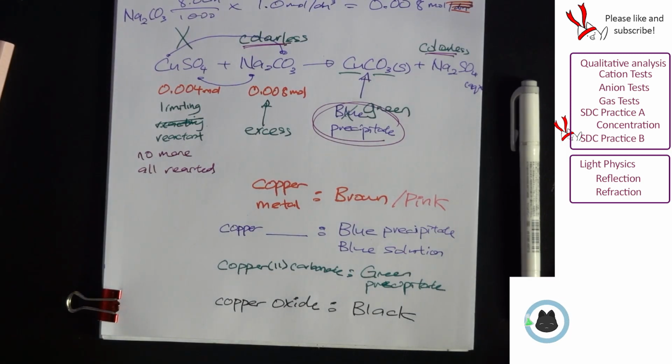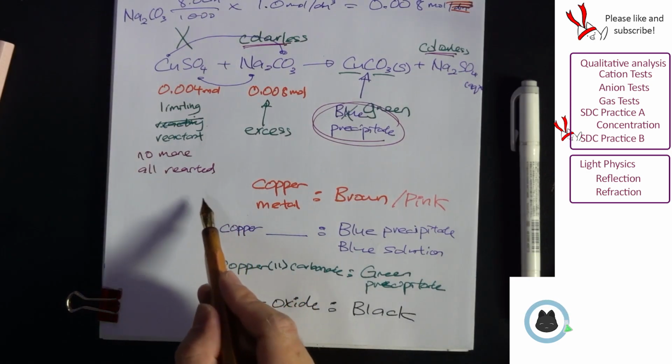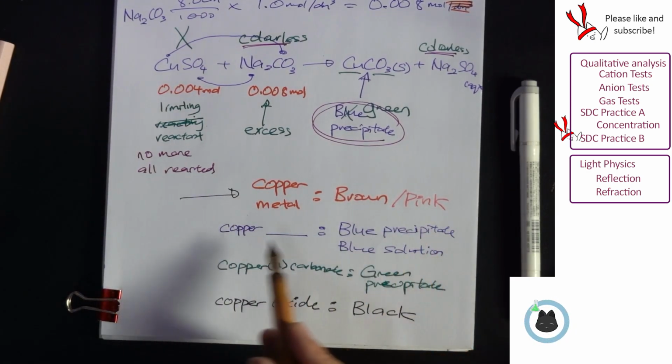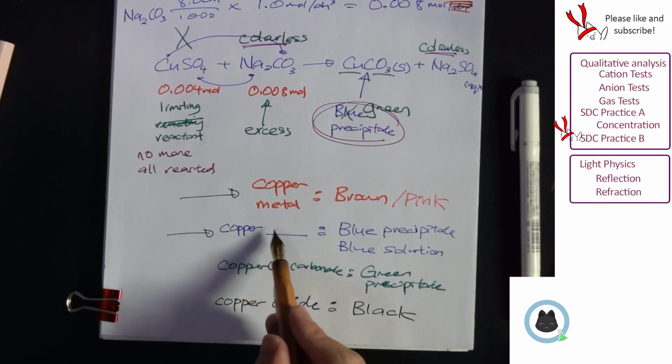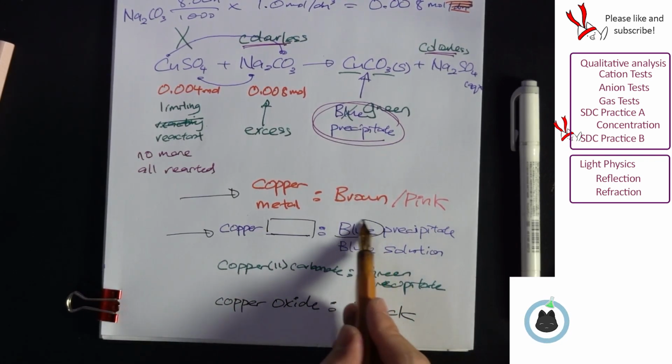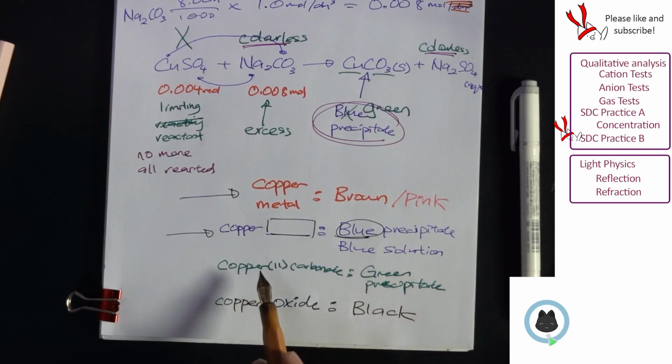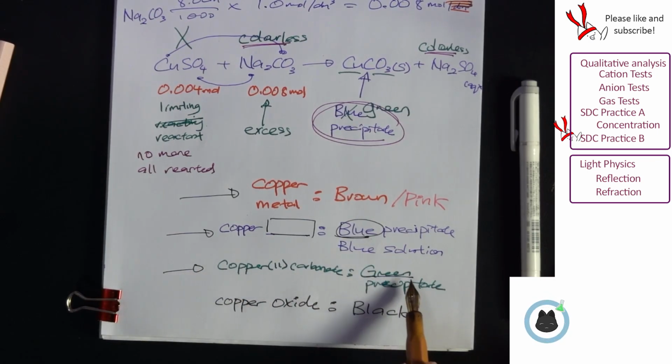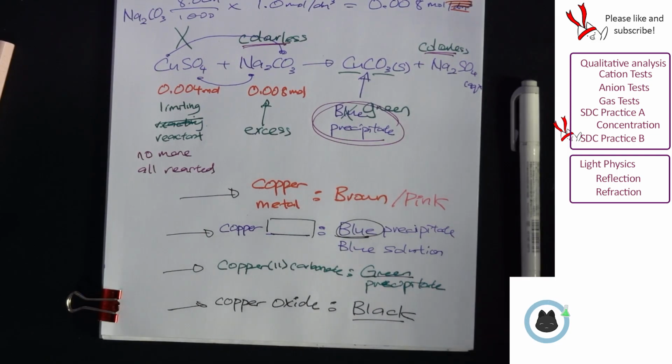This is everything in the syllabus that I've seen before. If it's metal, that is brown or pink. If it's copper something, most of the time it's blue in color. That's the color related to it. Copper carbonate is the green one, and copper oxide is the black one. Write it down somewhere. This will save your life someday.